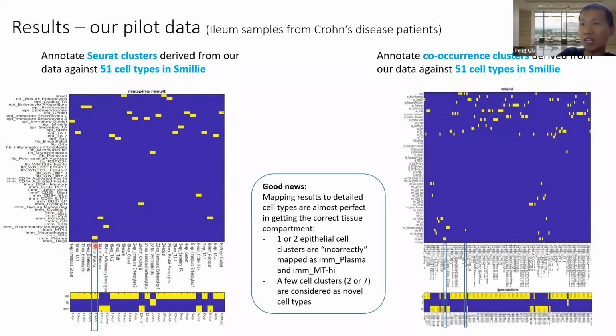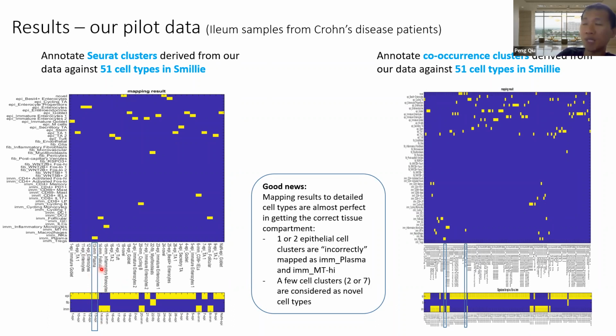So whenever you see a spot here, it means that our cluster 13 is annotated as immune plasma cells. So we just copied it here, so that down here we have our annotations of our clusters against these 51 very detailed subtypes. And looking at all these annotations, in terms of whether we get the right tissue compartment correctly, there is actually only one error we made, which is nice.